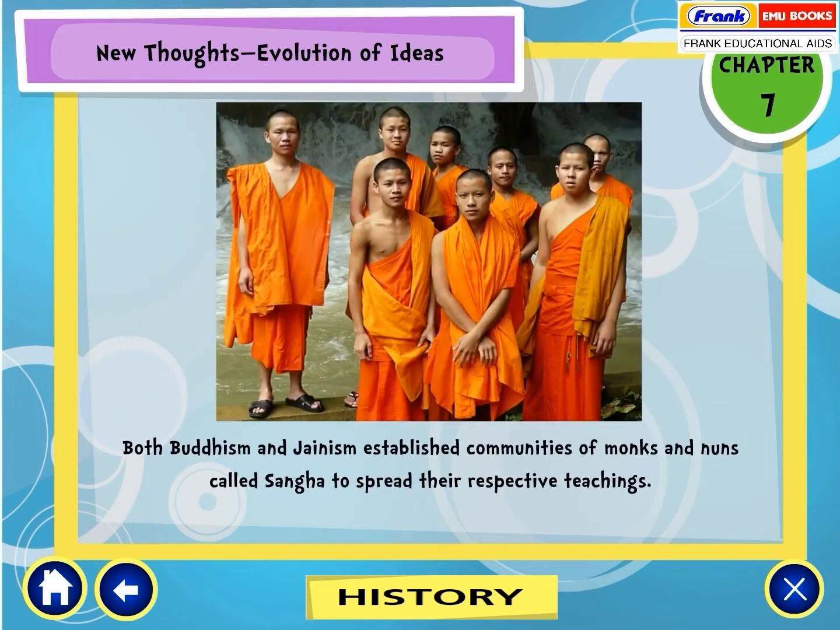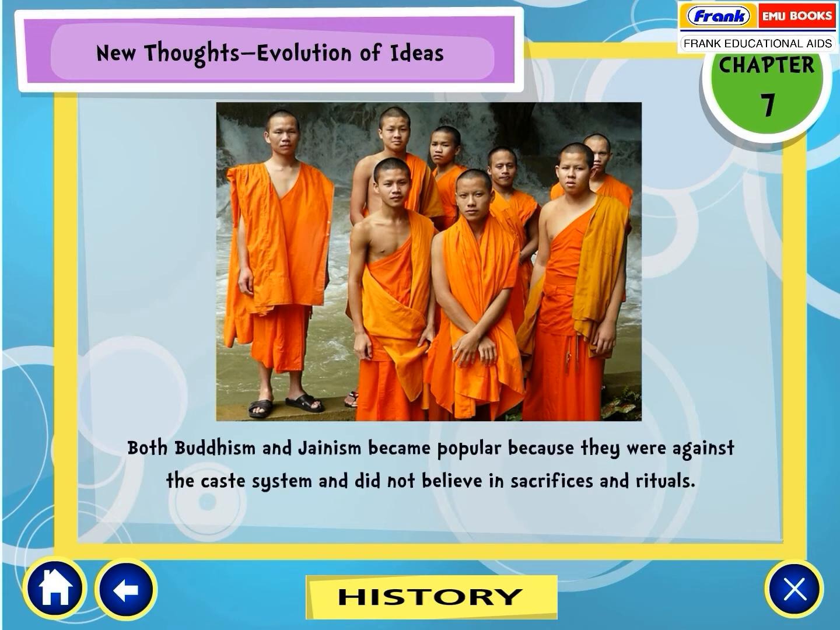Both Buddhism and Jainism established communities of monks and nuns called Sangha to spread their respective teachings. Both Buddhism and Jainism became popular because they were against the caste system and did not believe in sacrifices and rituals.